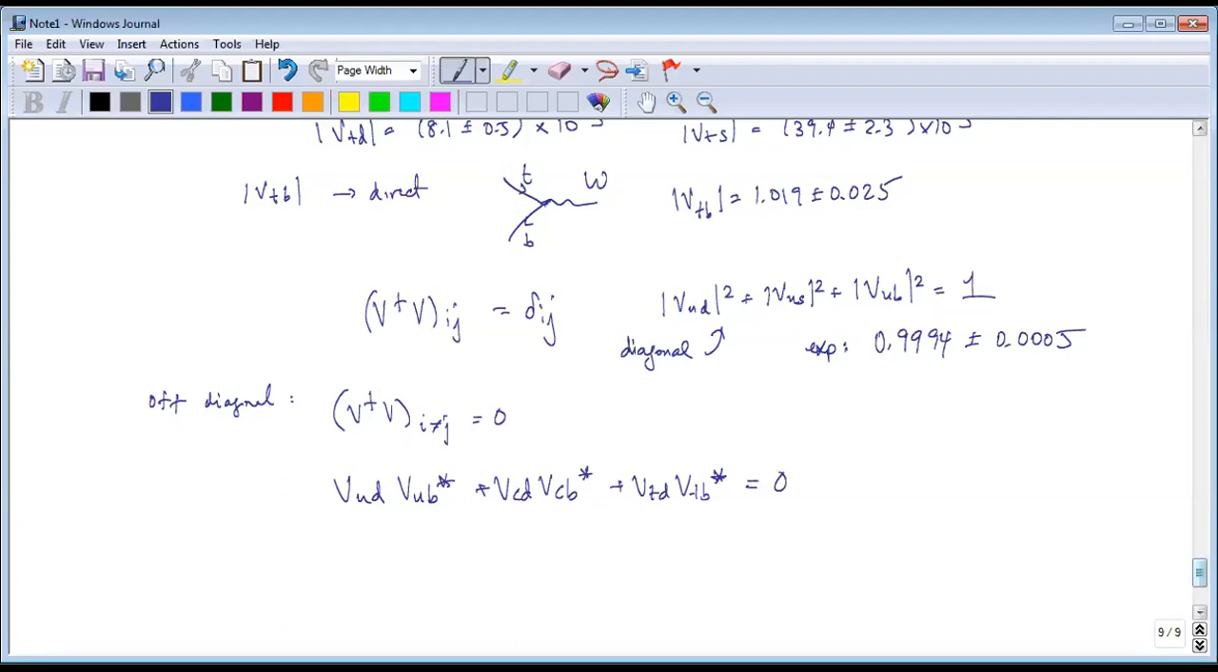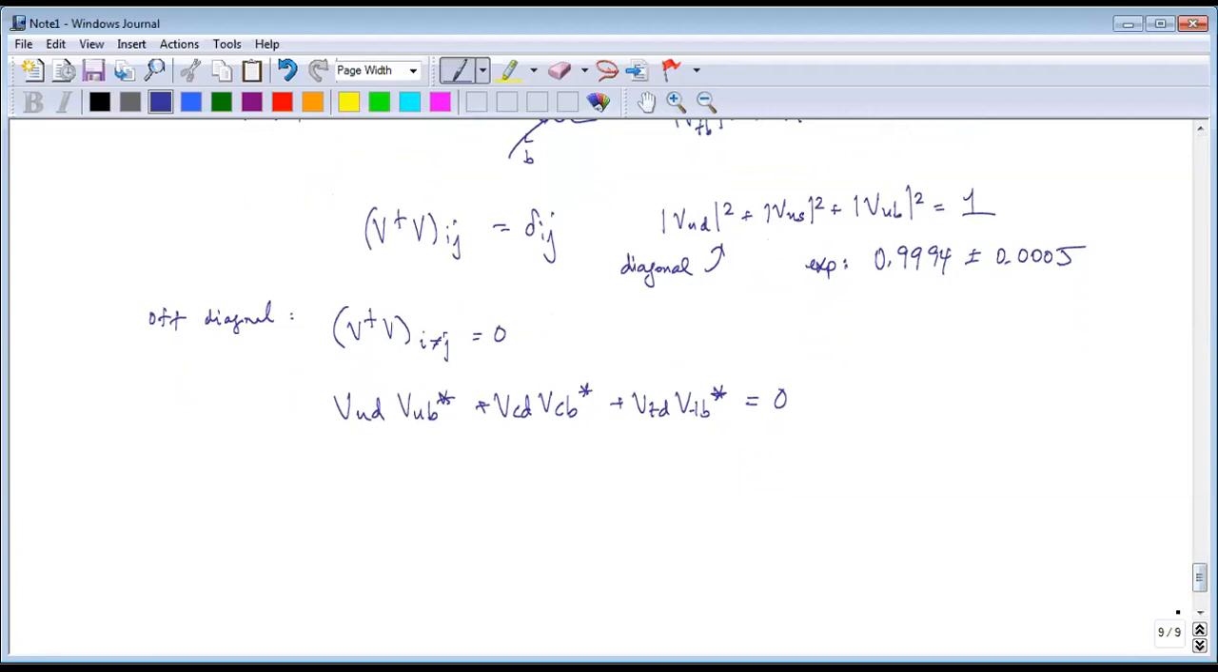The reason is that if we write this condition out and treat each of these terms as a complex number, we can represent them as vectors in the complex plane. It turns out that each of these entries is actually pretty small, but they're all of similar order. So what we have is a rather open-looking triangle. Let me try to draw it. I'm a terrible artist, so please forgive. There are going to be angles: this one's gamma, alpha, theta. This side here is VTD VTB star, then this one over here is VCD VCB star, and this one over here is VUD VUB star.